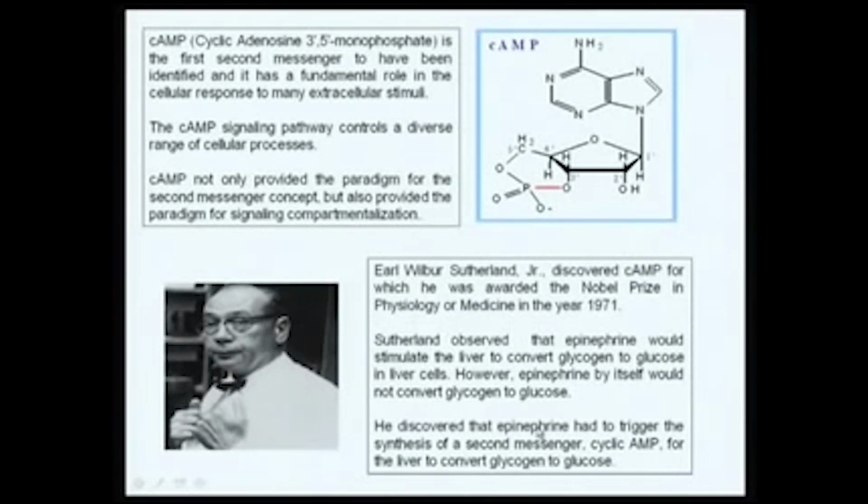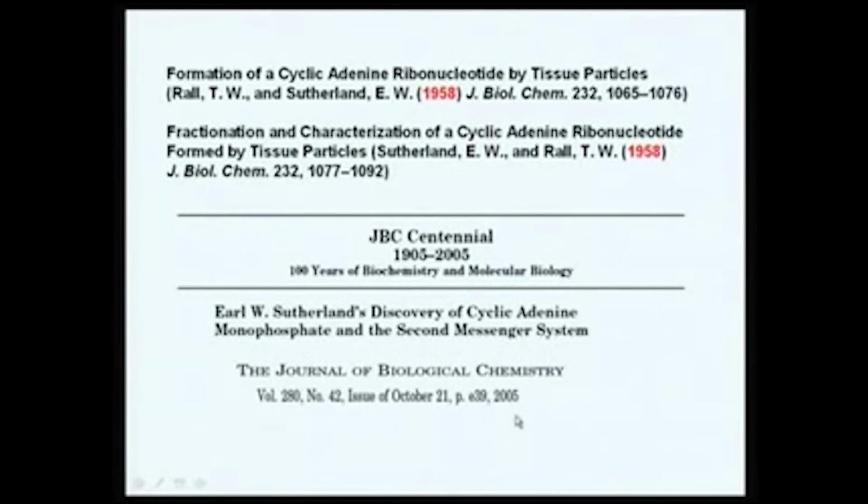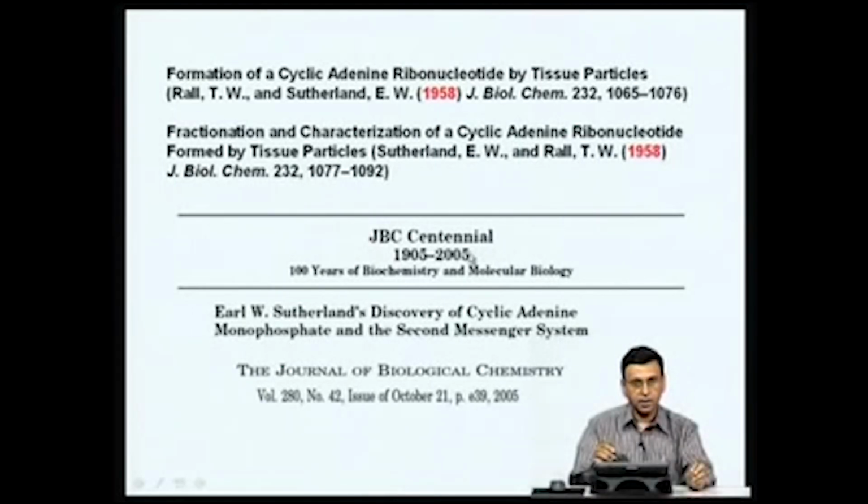In fact, some of the classical papers published by Earl Sutherland are shown here. In 1958, 2 papers were published in the Journal of Biological Chemistry, which are listed here, and these were reproduced in the centennial year of the Journal of Biological Chemistry in 2005, where they reproduced some of these classical discoveries of Earl Sutherland on cyclic adenosine monophosphate and the second messenger system. So, the discovery of cyclicAMP as a second messenger is one of the important landmarks in biological chemistry.